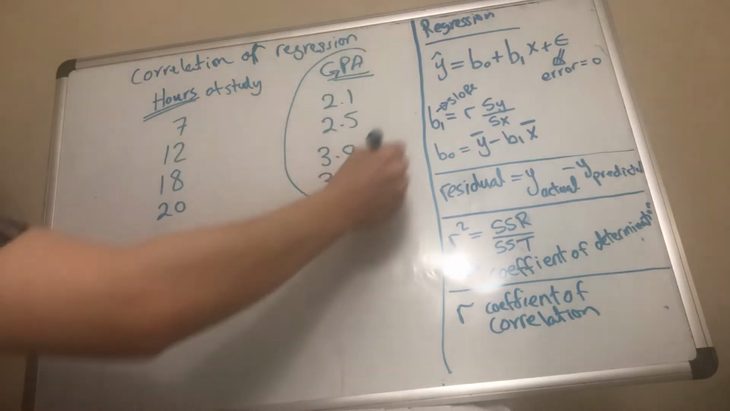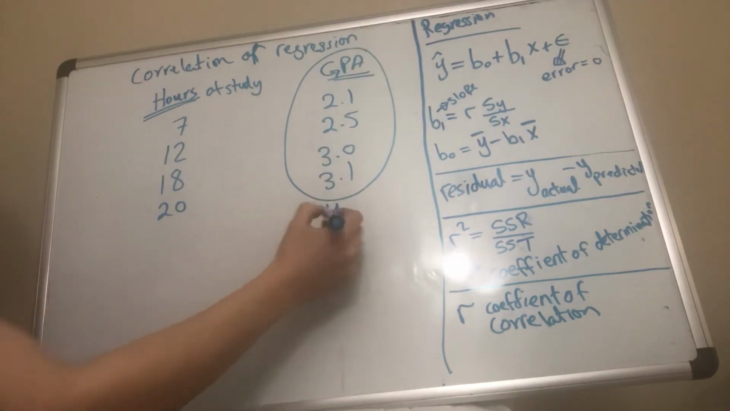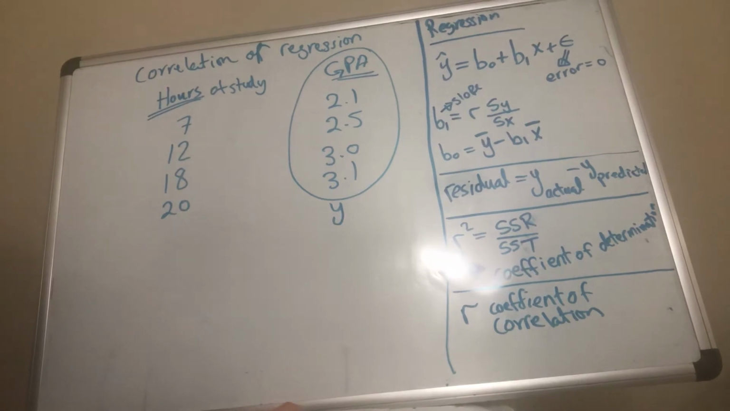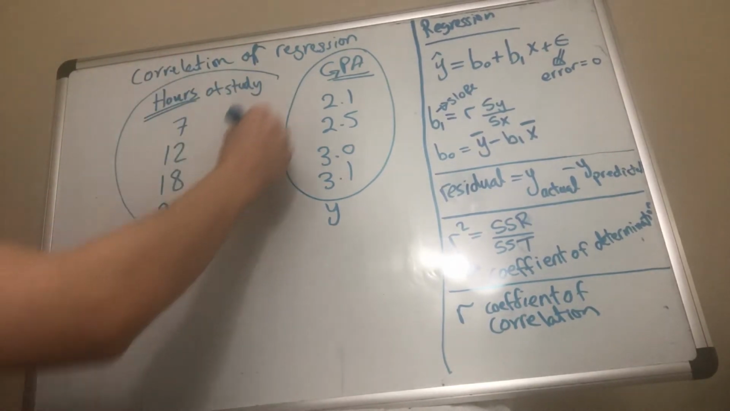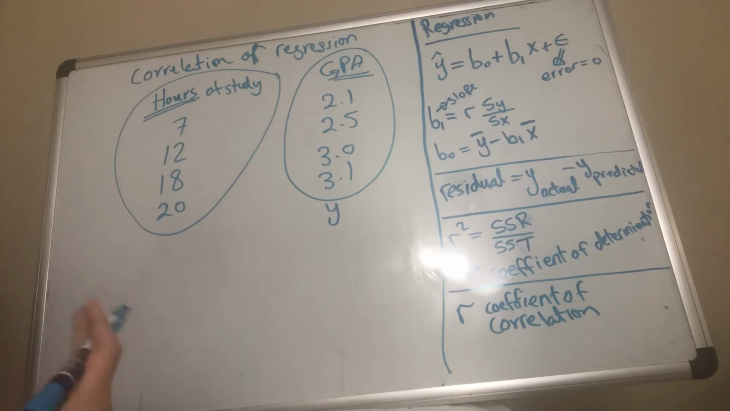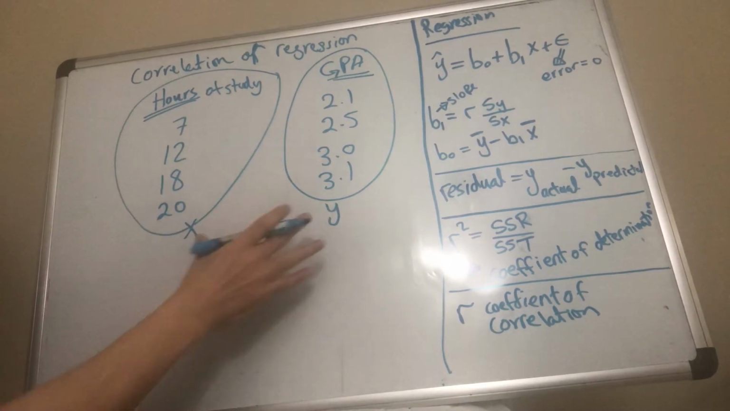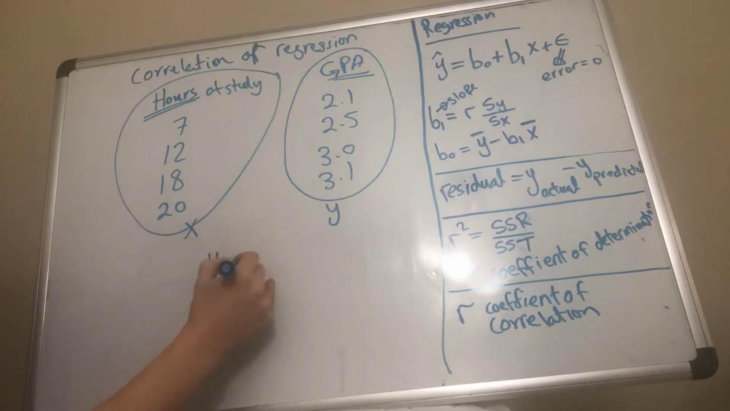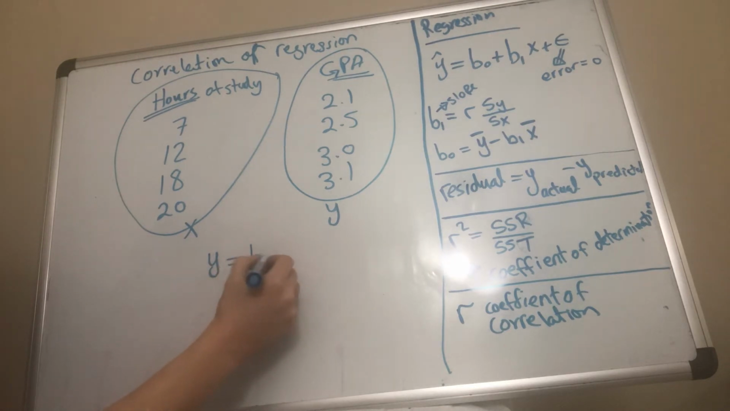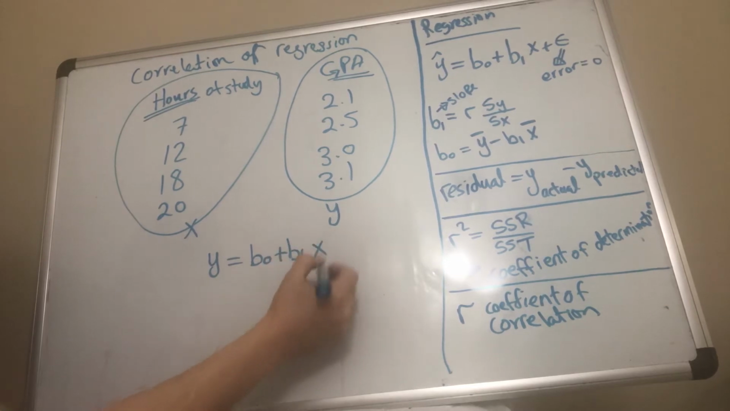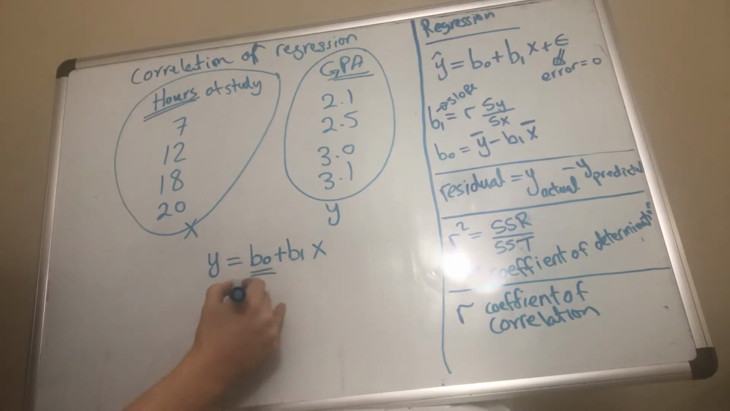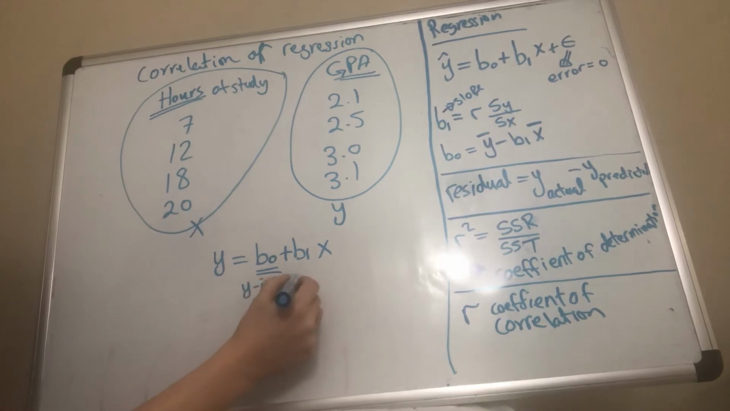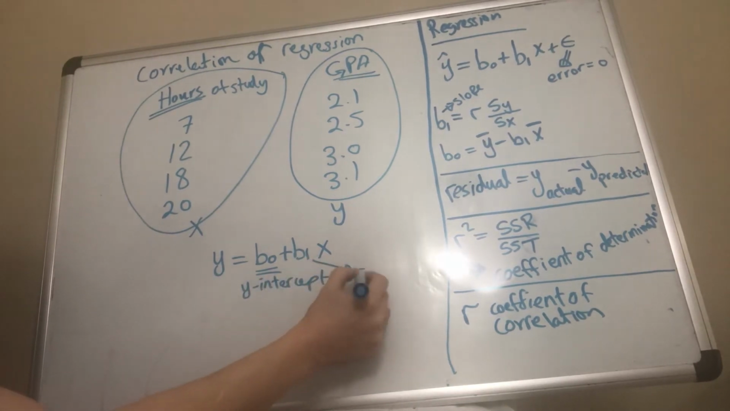Since we're trying to predict GPA, whatever you're predicting, we call Y. The thing that you're using to predict, we call the predictor, X. If you remember, it's the famous mx plus b, but in regression we write the relationship as y equals b0 plus b1x, where b0 is your y-intercept and b1 is your slope.